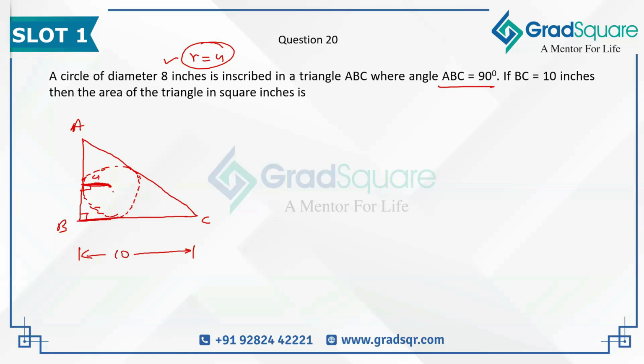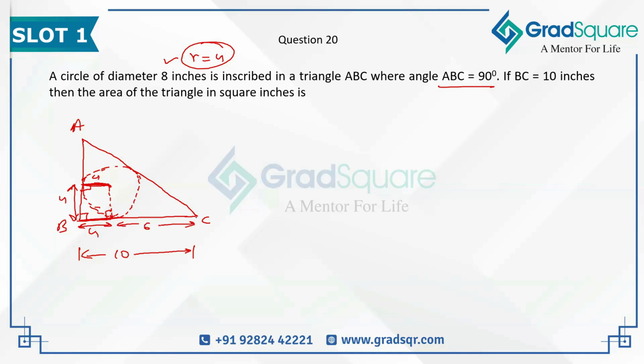So if this is 4 and I drop a perpendicular over here, this also has to naturally meet over here because of the point of contact. And if you join a line from the point of contact to the center, that turns out to be perpendicular to the tangent. So this is also perpendicular. So if this is 4, then this length is also 4 inches, and this length is also 4 inches. That means this length will turn out to be 6 inches.